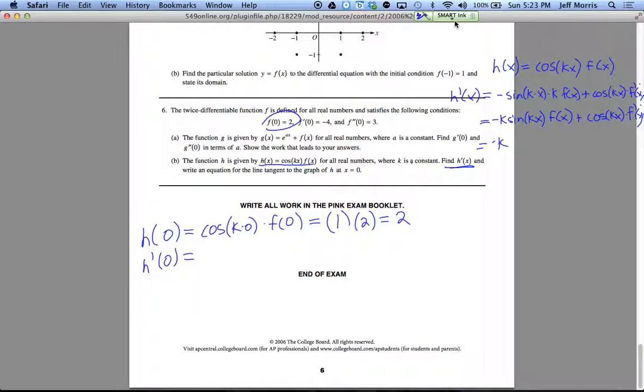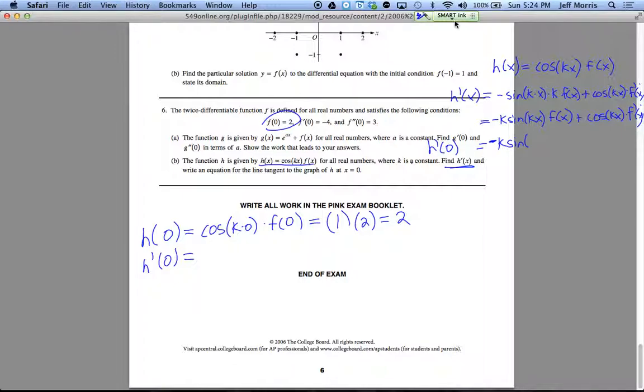Negative k sine of. Here we go. We're finding h prime of 0 now. By the way, you got a point for finding the derivative. So far we got 1 point for this, 1 point for this. So there's 2. There's 3 more points to grab here. You're going to get 1 more point for finding h prime of 0.